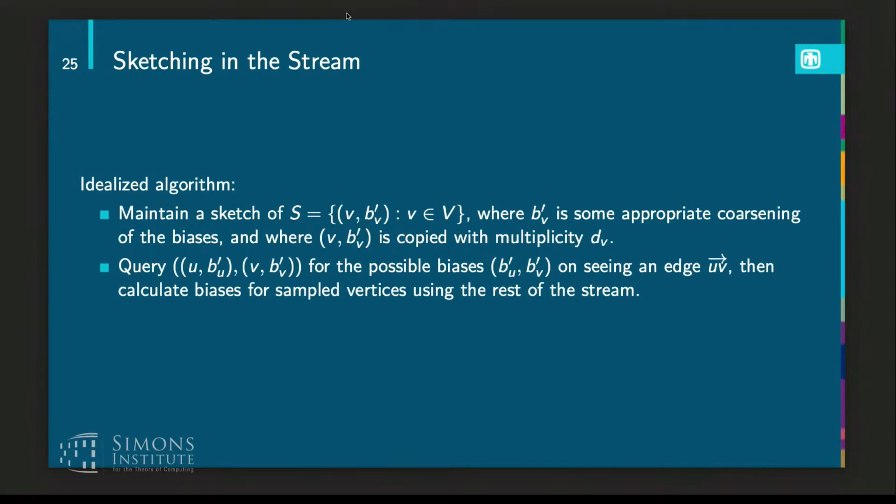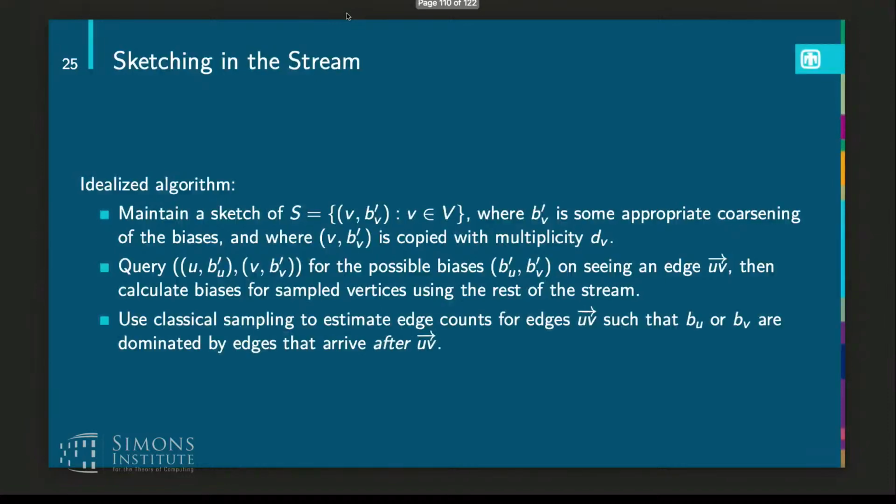Then, as we see edges coming in, we would like to measure for each edge UV. We'd like to do a partial query of U bias of U, V bias of V, for each possible coarsened value of the bias of U and the bias of V, and then once we get one of these samples, we can then look at which edges are incident to that vertex in the rest of the stream and get a final estimate of its bias, which we'll plug into our estimate of the bias histogram.